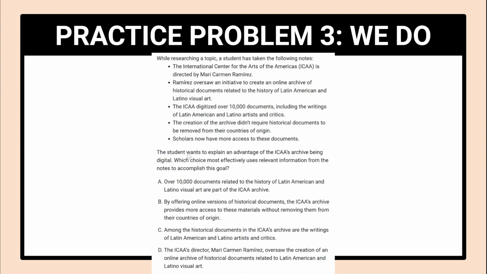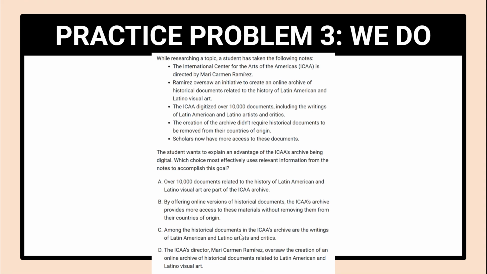Okay, let's look at the question here. The student wants to explain an advantage of the ICAA's archive being digital. Which choice most effectively uses relevant information from the text to accomplish the goal? So, explaining an advantage. So, A, over 10,000 documents. This one is certainly impressive, but it doesn't really explain the advantage or any benefit from this. They've given us a statistic, but they don't expand on this. So this one is out of the question.